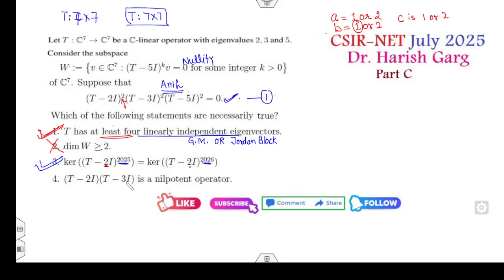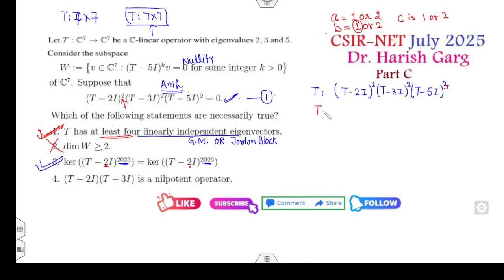(t − 2I)(t − 3I) is a nilpotent matrix. Fine. Okay, so आपके पास ये एक है (t − 2I)^2 (t − 3I)^2 (t − 5I)^2. अब because the matrix is of 7 dimensions, so किसी एक की वैल्यू बढ़ा देते हैं, let's say इसकी वैल्यू 3 कर देते हैं.